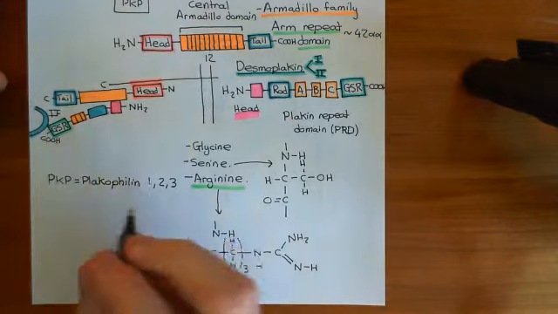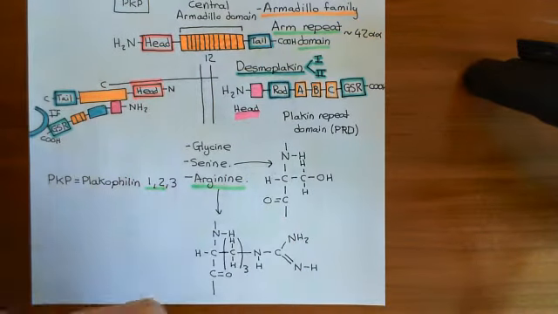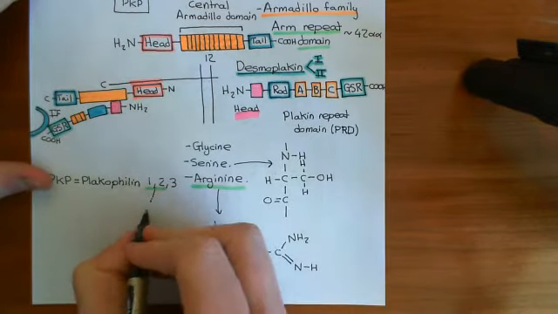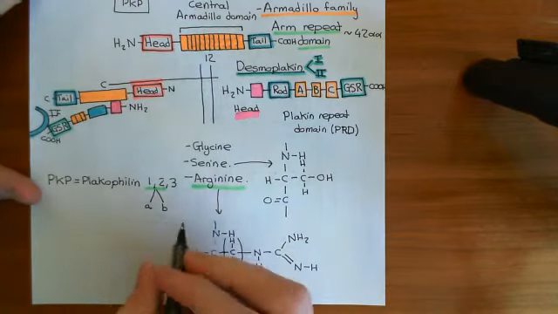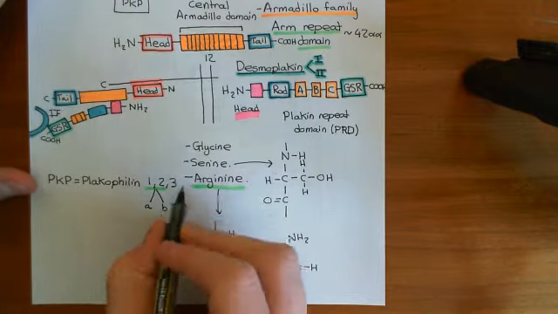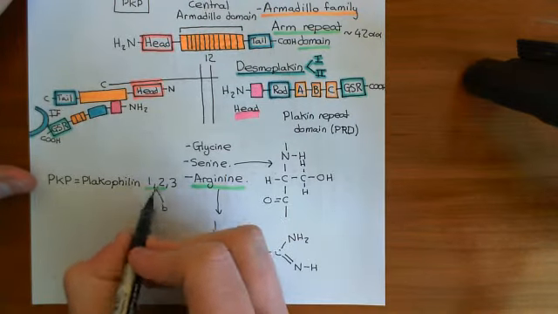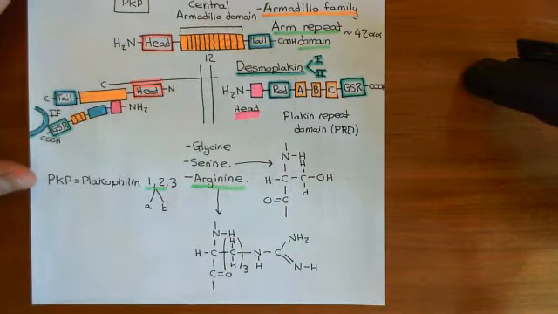Now, for the plakophilin 1 and plakophilin 2 genes, there are 2 different splice variants. In both cases there is an A splice variant and a B splice variant, which overall means that there are 5 different plakophilin proteins: plakophilin 1A, plakophilin 1B, plakophilin 2A, plakophilin 2B, and plakophilin 3, which is the only one that doesn't have 2 splice variants.